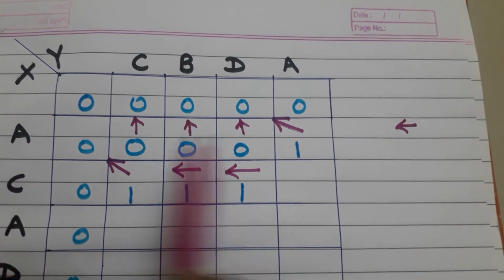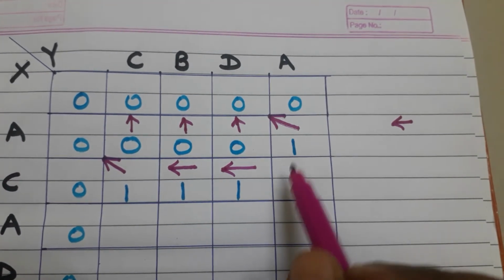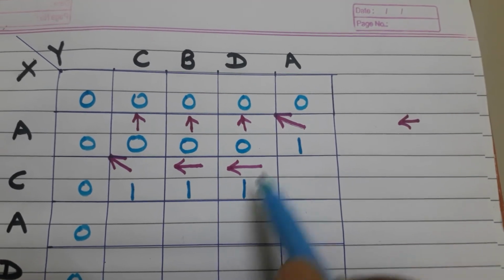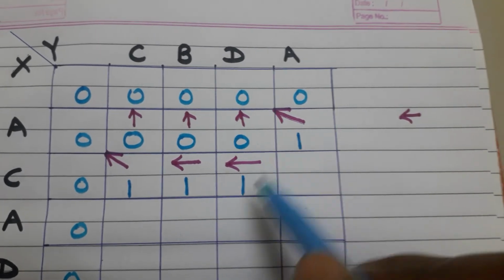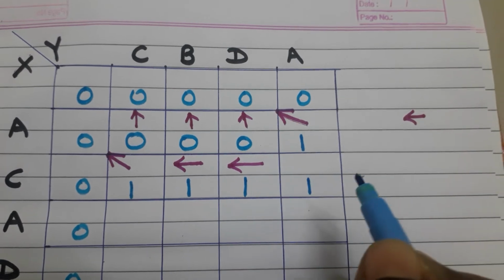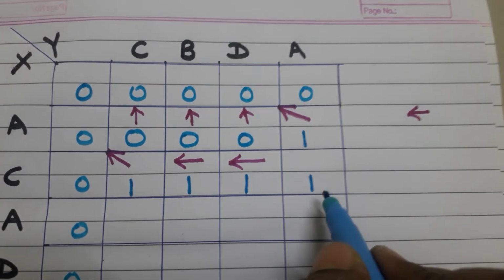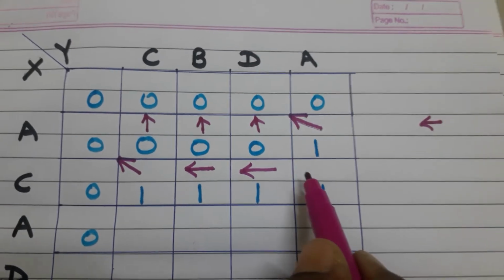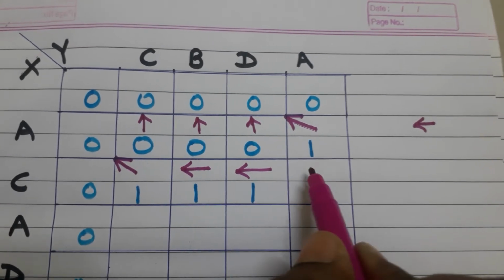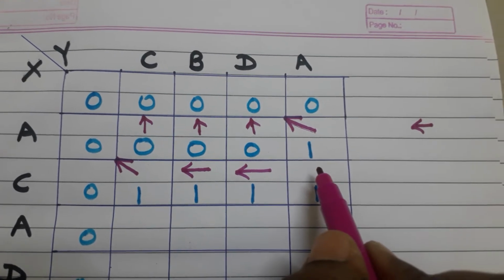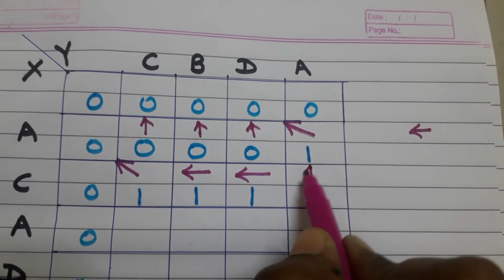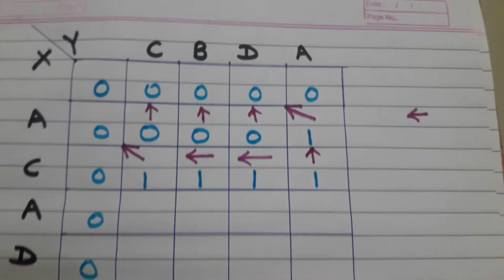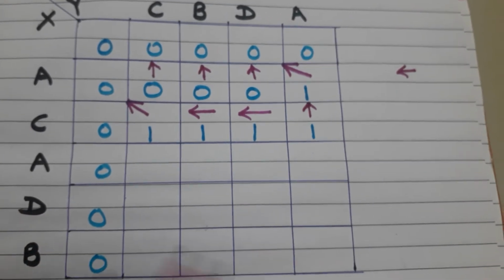Again, C is given and A is given for this cell. Both characters are different. So therefore here you can see that 1 and 1 is given. So both are equal, so we can take any one of them. So here we write 1, and you can write either a horizontal arrow or a vertical arrow. So here I write the vertical arrow. So in this way we have to create this table.